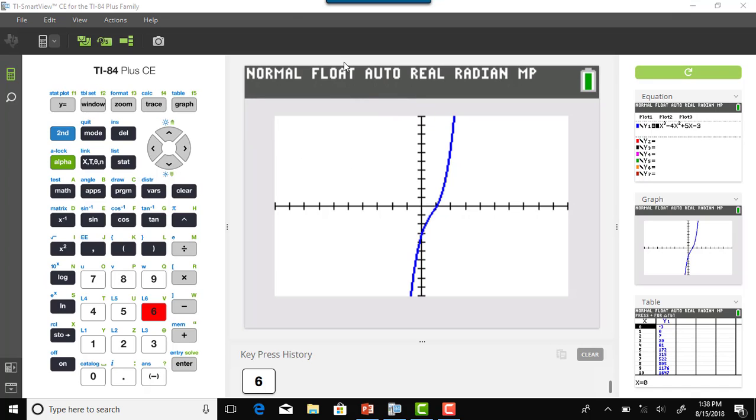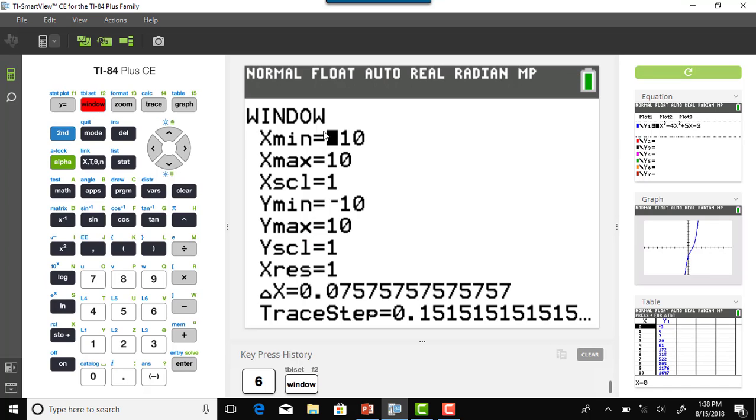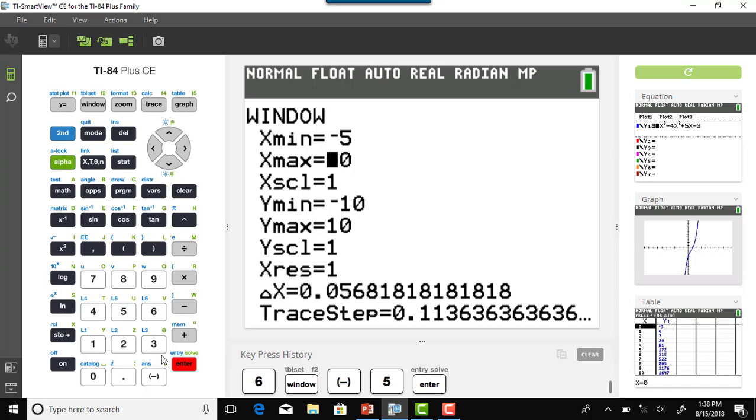And so what I can do is in my window here, I can manually fix those. And so X minimum, I would type in negative. Do not use a subtraction button if you're trying to type in something that's negative. So use your negative button down here. So -5 would be my X minimum. My X maximum would be +7, like I said.